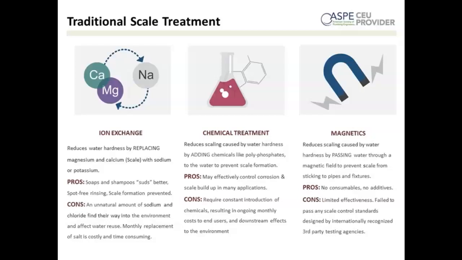Chemical treatments like phosphates and others are also trying to make their way into scale control. They can also effectively control corrosion, but again, constant introduction of chemicals into the water stream is not necessarily the best way to go, particularly when there's environmental impact based on that wastewater.